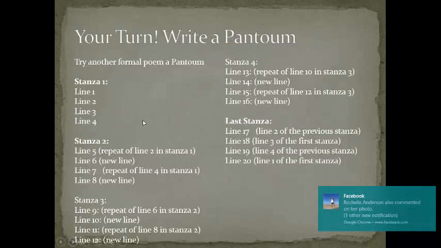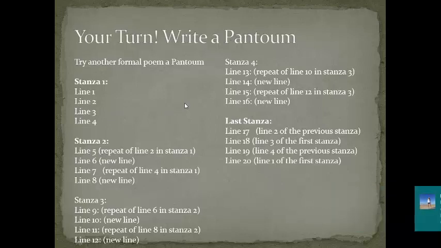All right, guys, now it's your turn to write a pantoum. Here is the way that the stanzas go. In the first stanza, you're just going to write 4 lines. Make sure those 4 lines have rich imagery in them, because you're going to be repeating them, okay? The second stanza, line 5 will be a repeat of line 2 from stanza 1.